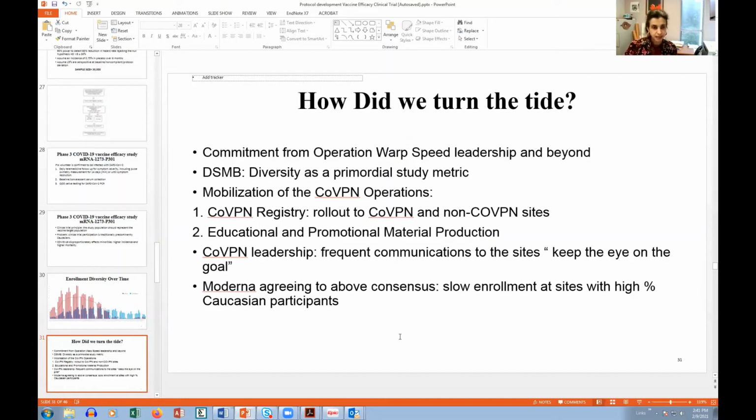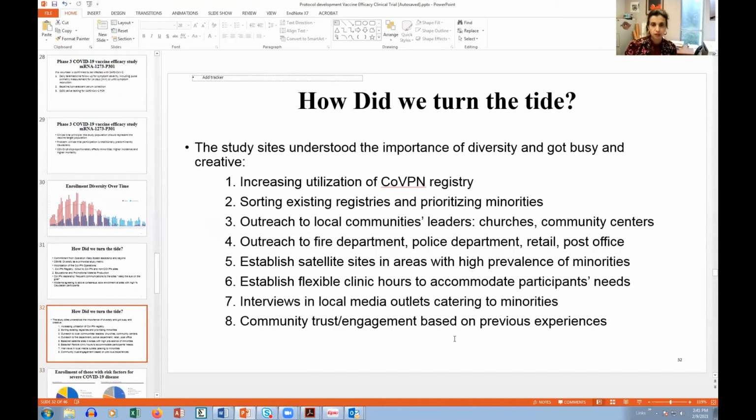Dr. Fauci and the Surgeon General came to the study teams a few times, and met with the PIs and indicated the need to keep our eye on the goal of enrolling minorities. Moderna agreed to the consensus and decided to stop enrollment at certain sites that were predominantly enrolling Caucasians and allow the sites where there's diversity to contribute more to the study in order to diversify the study population. And the sites understood this and they started using the registry preferentially.